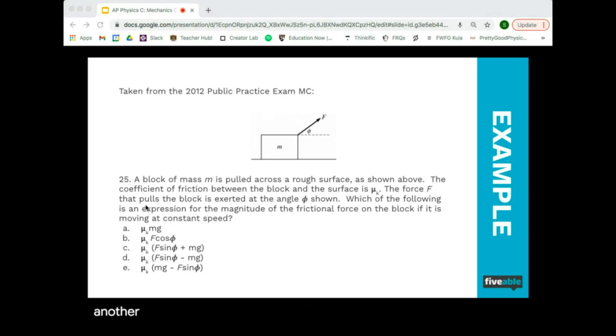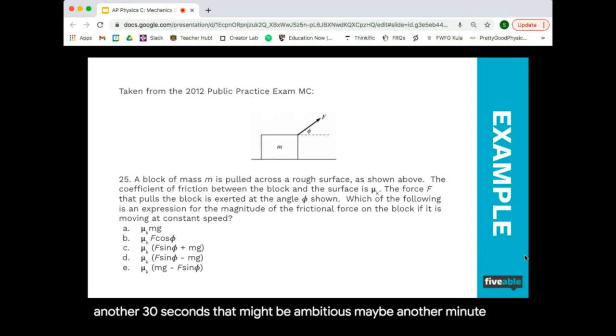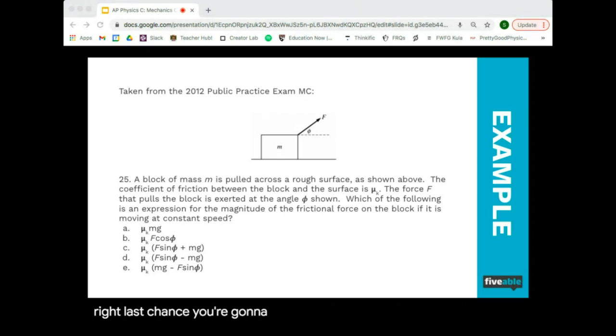Take another 30 seconds. That might be ambitious, maybe another minute. All right, last chance. If you're gonna pick something, pick it now.